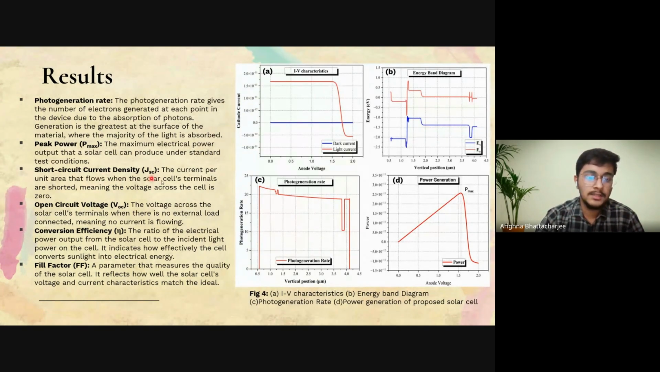In the short circuit current density, as we can see, it comes around 1.75. The conversion efficiency, as shown in the previous slide, we have got the efficiency as 25.55%. The fill factor reflects how well the solar cell's voltage and current characteristics match the ideal. It is seen that it very much is like an ideal IV curve. Therefore, we have got a fill factor of 88%.